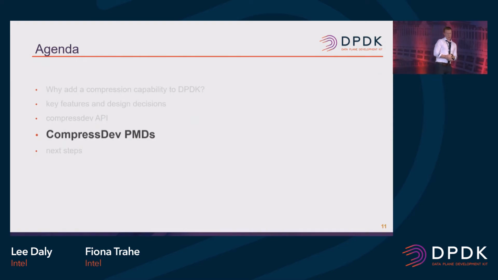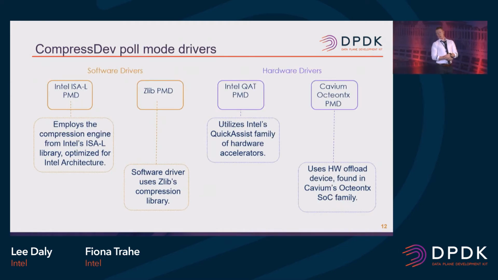So I'll hand you back over to Fiona again for the PMDs. Okay, this is just a quick look at the 4 PMDs that we've got. And as I said, we started off proposing this API and wanting to plug in an Intel hardware accelerator underneath it, and a software library which runs on Intel, which is the ISA-L library. So we've got 2 PMDs for those, one for software offload and one for hardware.